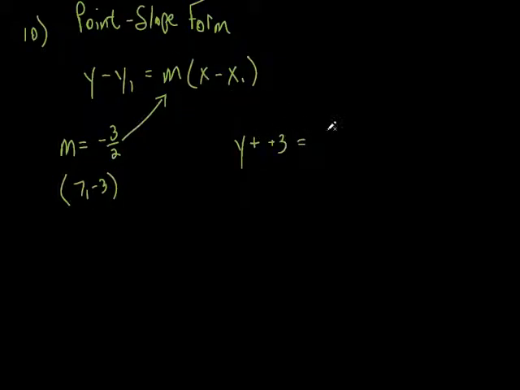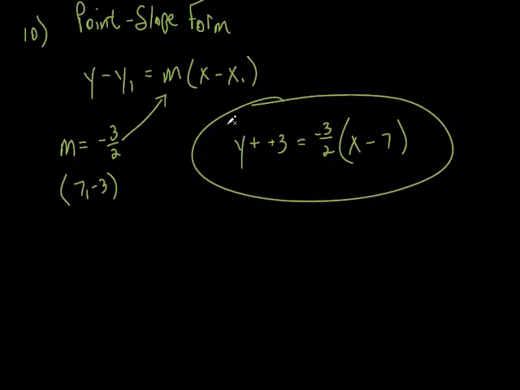Equals m. What's our m? Negative 3 over 2. It's right there. Times, parentheses, x minus x1. What's our x1? 7. And that's it. You're done right there. That's your answer. You don't have to simplify it. You don't have to get y by itself. You don't have to do any of that stuff. You just leave it like that. Why? Because they ask you to put it in point-slope form. And that is in point-slope form.